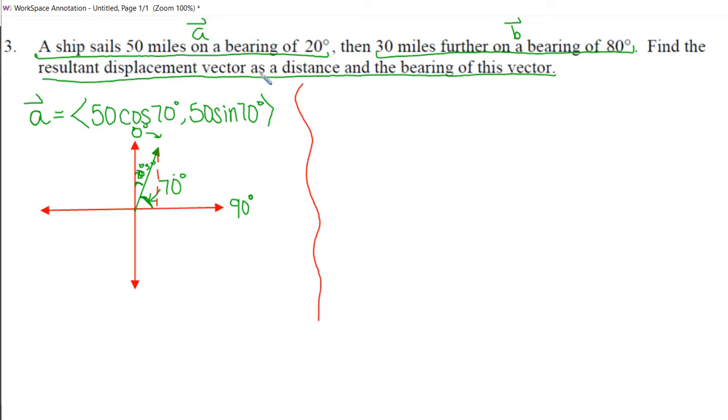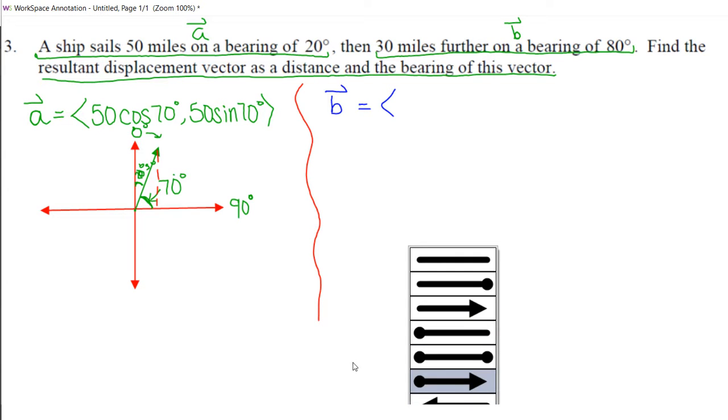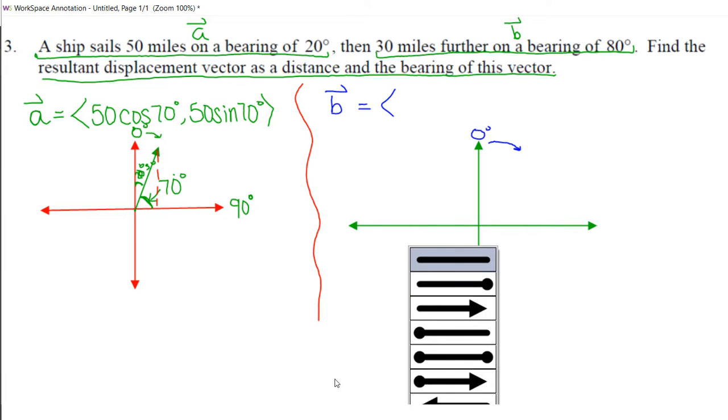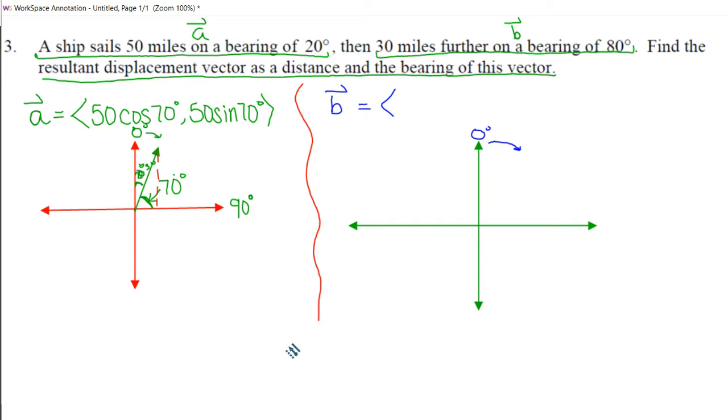My vector B is, we're going to have it right here. Let's set that up here. So it's going to be 30 miles, so that's the distance, further on bearing of 80 degrees. So which means, here's my 0 degrees. So it's going to be clockwise 80 degrees. And let's go ahead and draw that. So it's going to be closer to there.